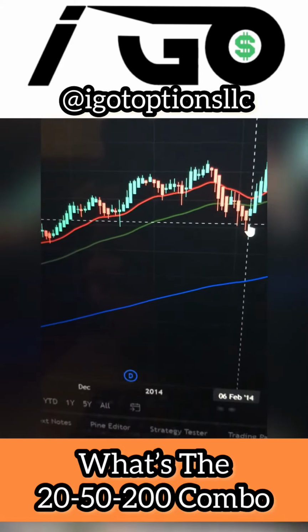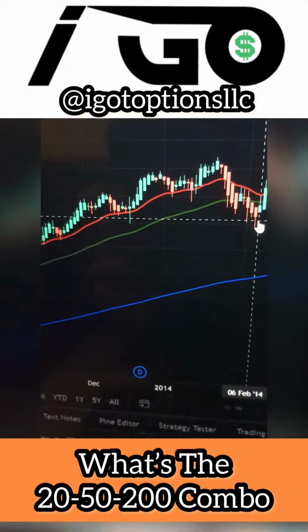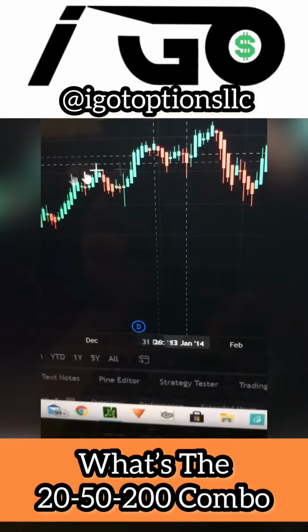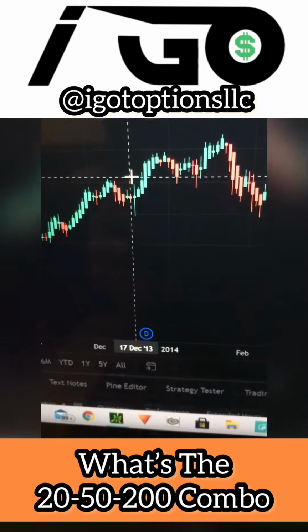Traders pick up on these patterns over and over again. If you didn't have these moving averages on your charts, it could be difficult trying to understand why these stocks are moving the way that they are.